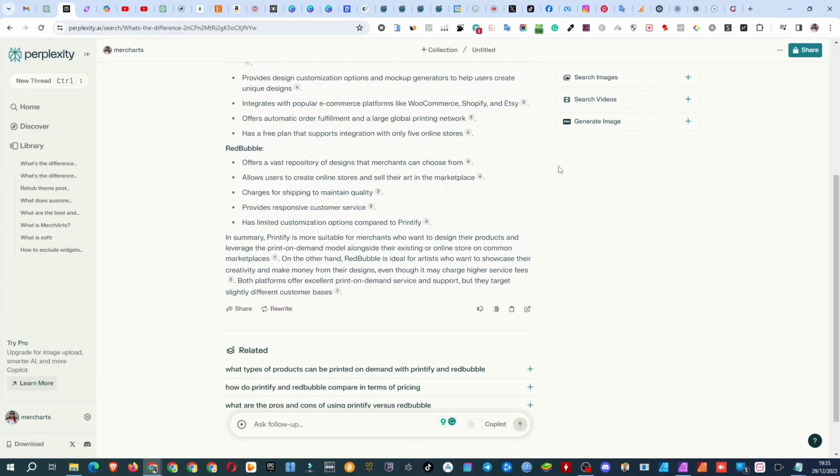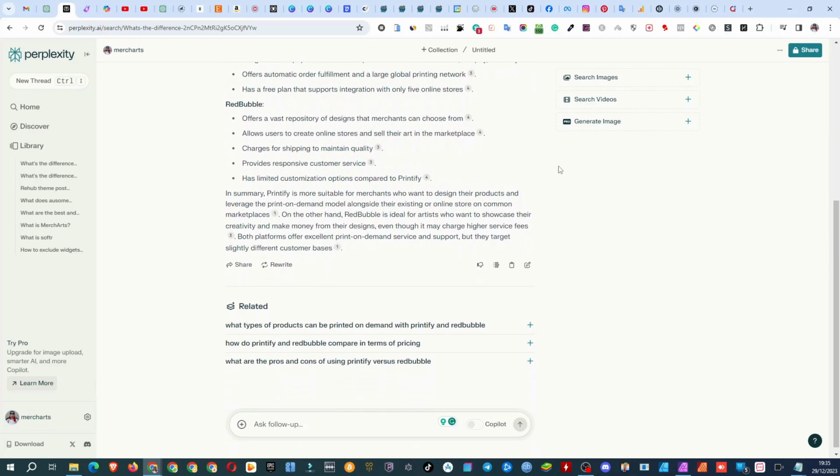So, I asked Perplexity, what's the difference between print-on-demand platforms like Printify and RedBubble? Perplexity's answer, while correct, was very superficial.